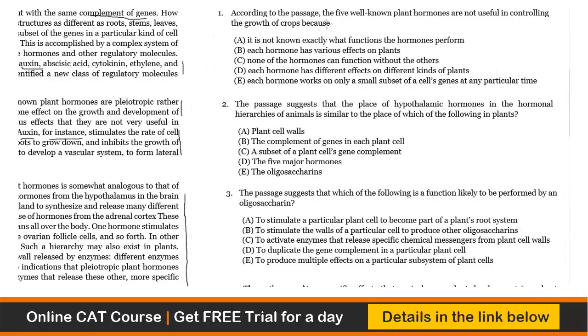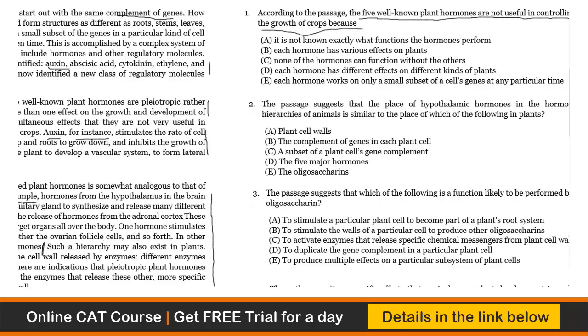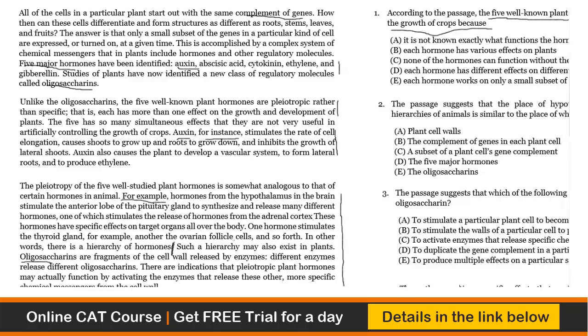It says, according to the passage, the 5 well-known plant hormones are not useful in controlling the growth of crops because. So the author has said that the 5 well-known plant hormones are not useful in controlling the growth of crops. So that means basically the answer must be somewhere around the growth of crops. And we know that when we were reading the passage, in the second paragraph, this thing has come. So it says, unlike oligosaccharin, the 5 well-known plant hormones are pleiotropic rather than specific. That is, each has more than one effect. The 5 have so many effects that they are not useful in controlling. That means basically, because the 5 have so many effects, they are not useful in controlling the growth of crops.